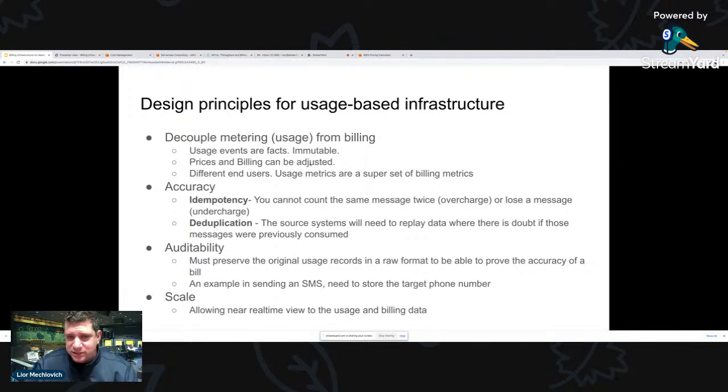The prices and billing can adjust and change all the time, but usage events from last month, unless fixed by some incident, those are facts. Those are immutable. It's an append-only system. Okay, so that's very important. Prices and a currently running invoice can be recalculated, can be changed, can have a promotion added, but not usage events. And what I mentioned is different end users using a superset of billing metrics.